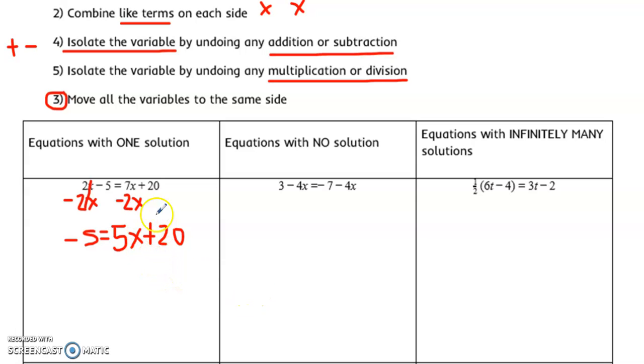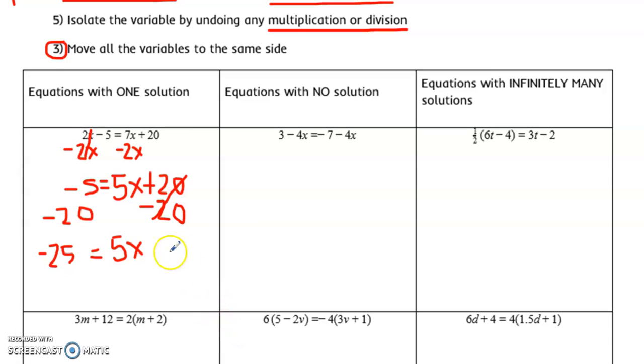So we have addition right here on the same side as x. So we need to undo the addition, which is to do the opposite. So we're going to subtract, because addition and subtraction undo each other. So we are going to subtract 20 on both sides. 20 minus 20 is 0. Now we're going to bring down our 5x, and then -5 minus 20 is -25.